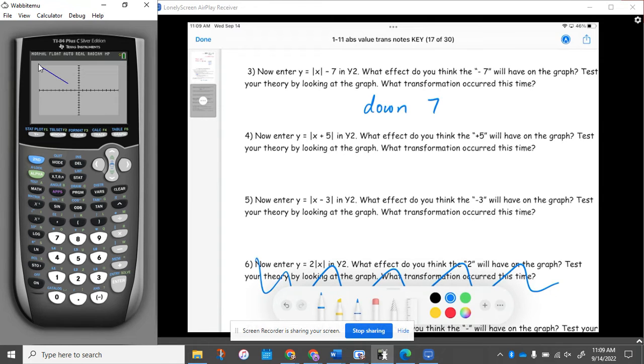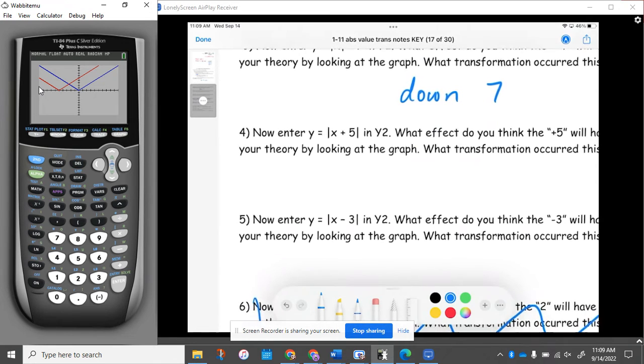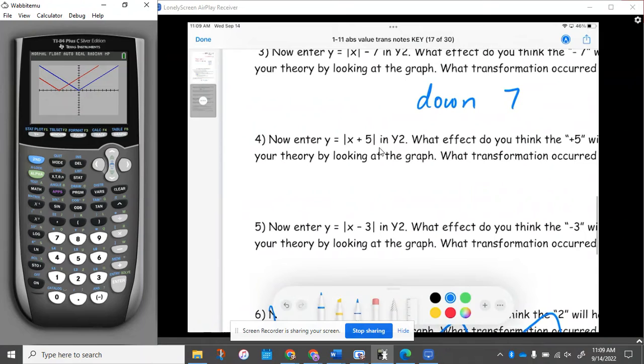We hit the graph, we have our original with the vertex at 0, 0, and look at our new one. That is an interesting discovery right there because we've not moved up or down any. This time the number was on the inside of the absolute value bars and it moved us left and right instead. Okay, look at this. It moved us with a +5. That's another interesting thing all by itself. With +5, it didn't move us to the right, it moved us to the left. Okay, that whole graph has been moved to the left by 5 units.